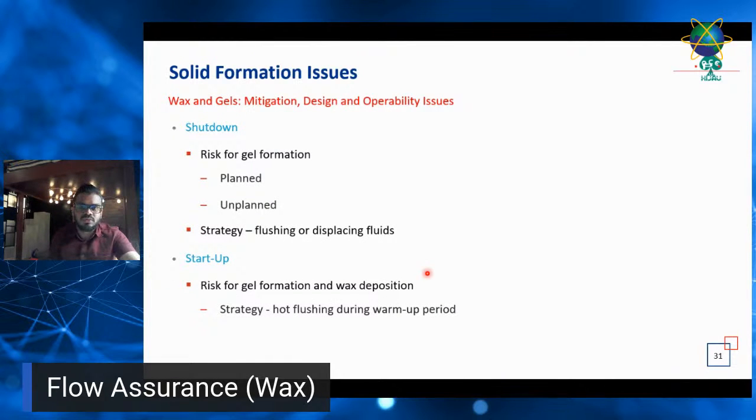During prolonged shutdown, there will be risk of gel formation. So the strategy would be to displace the fluid or through flushing. To start up would also be hot flushing during a warm-up period. All right.